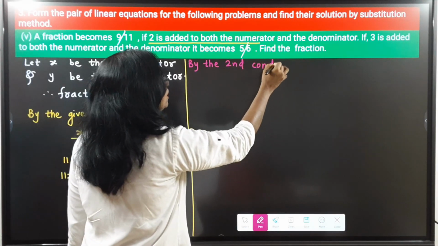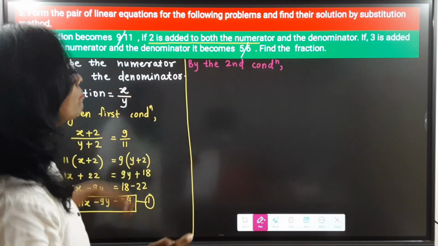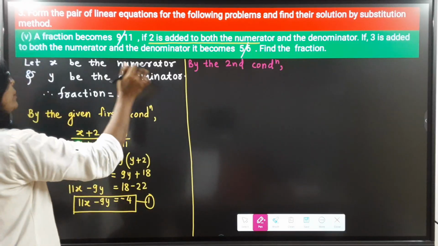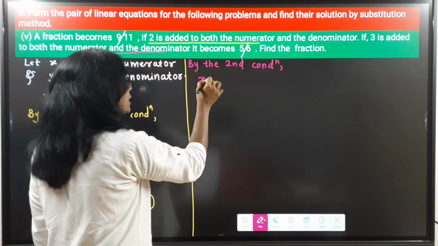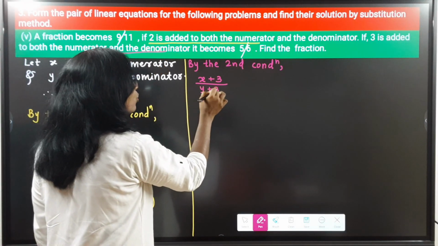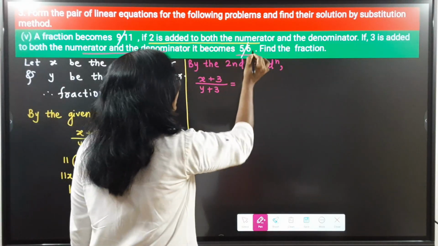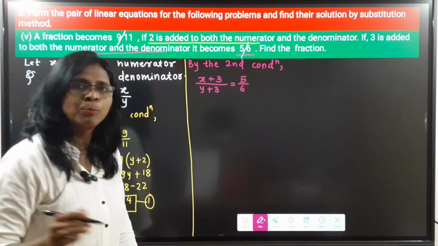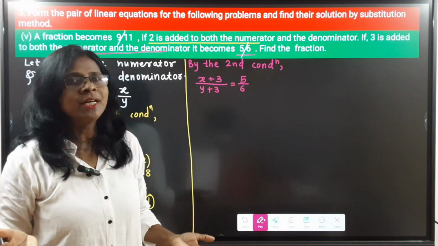So the second condition says that if 3 is added to both numerator and denominator, then the fraction becomes 5 upon 6. So which is equal to 5 upon 6. It is in complex form, so we further simplify it.